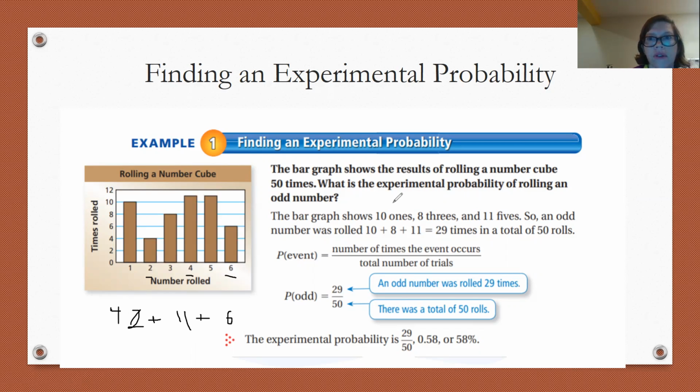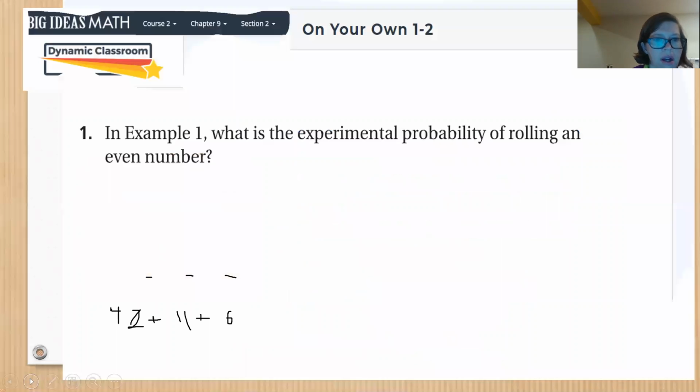Okay, so let's go ahead and go to the next slide. All right, so we had 4, 11, and 6, right? So the probability of rolling an even number, which we got from our bar graph. All right, so we're going to add these up. So 4 plus 11 gives me 15, and 15 plus 6 gives me 21.